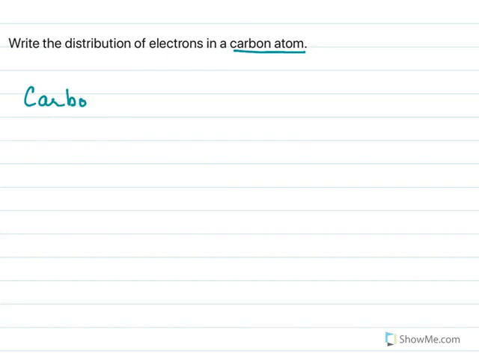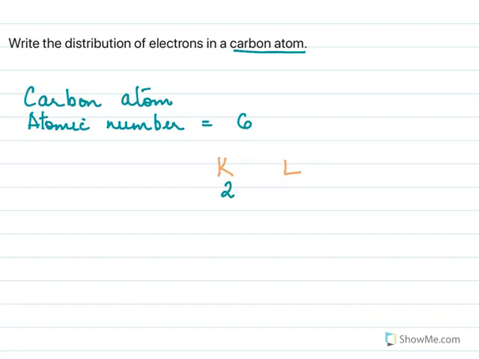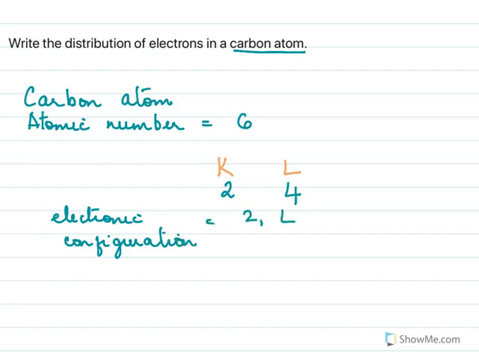Write the distribution of electrons in carbon atom. So first you must know atomic number. So carbon atom atomic number equal to 6. So when we distribute, we have K, L. So this is 2 and 4. So electronic configuration (2, 4). That's of carbon atom.